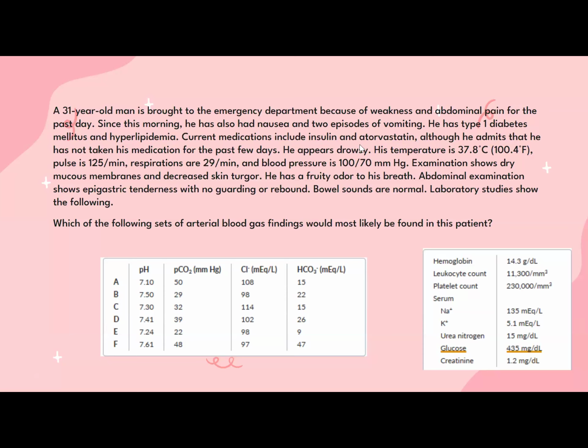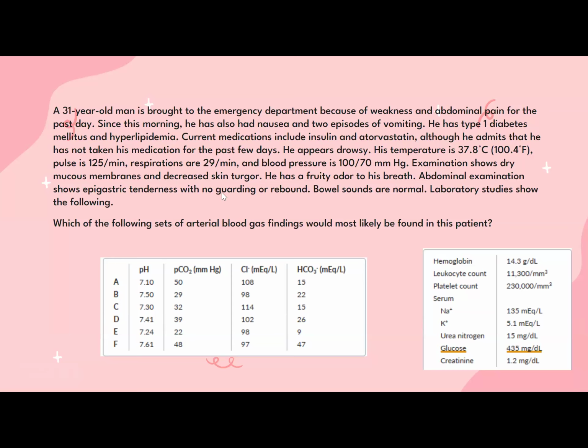His temperature is borderline elevated, not very high, but a little bit high. His pulse is really high. His respirations are elevated too. Blood pressure is a little bit on the lower side. Examination shows dry mucous membranes and decreased skin turgor. He has a fruity odor to his breath. This one line should pretty much tell you exactly what we're suspecting in this patient.